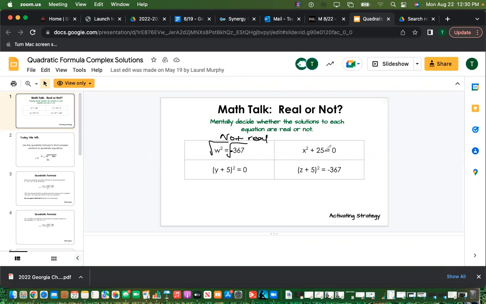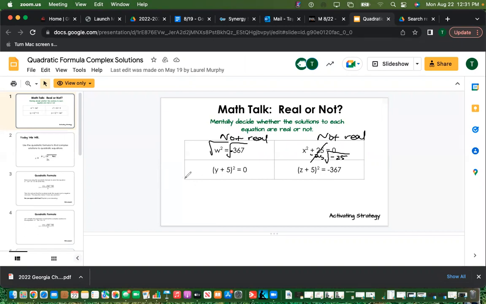Okay, we learned about that last week. On this one, if I were going about solving this one, I would subtract 25 first, and then I would take the square root of both sides. Well, when I take a square root of a negative number, do I get real or not real? Not real. If I take the square root of a negative number, would I get a real or not real solution? It would be not real. Okay? Exactly. So if it has a negative underneath the radical, not real.